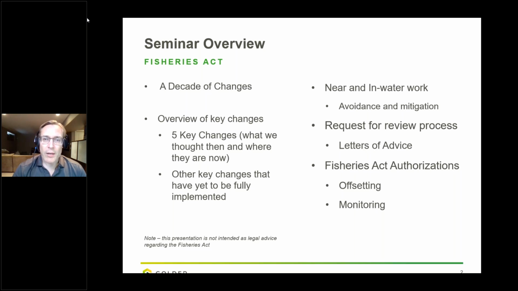My little footnote at the bottom there is, again, I'm a fish biologist, I'm not a lawyer, so this isn't to be perceived as legal advice regarding the Fisheries Act. Again, it's an operational view based on our own experience and working with DFO on how we see the changes to the Fisheries Act playing out.